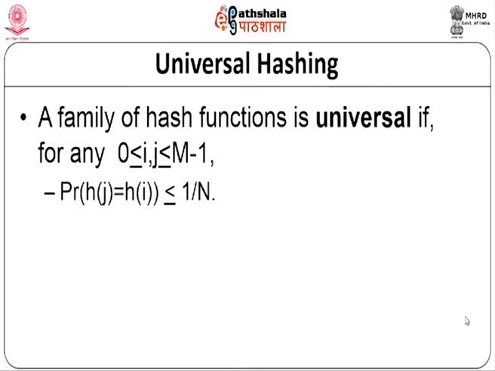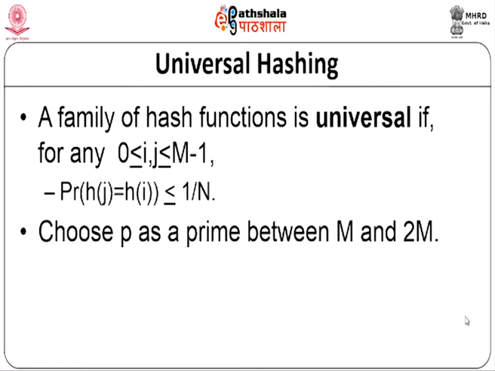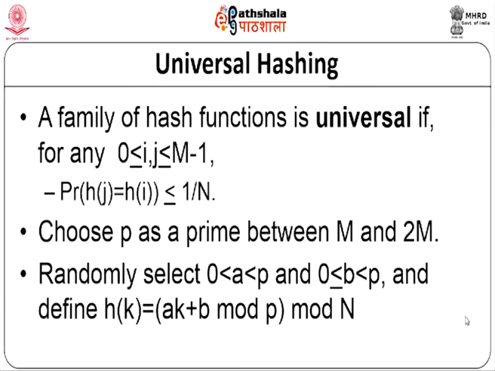So, the family of functions is universal if for any i, j, remember 0 to m minus 1 is the size of the table, any values, the probability of h of j equal to h of i is less than or equal to 1 by n, that is hashing to the same value. Choose p as a prime between m and 2m and randomly select a with 0 < a < p and 0 ≤ b < p, and define h of k equal to (a k plus b) mod p, mod m. So, this is one method, where p is a prime between m and 2m.